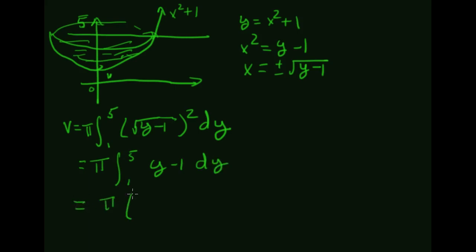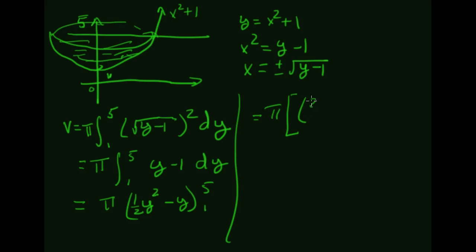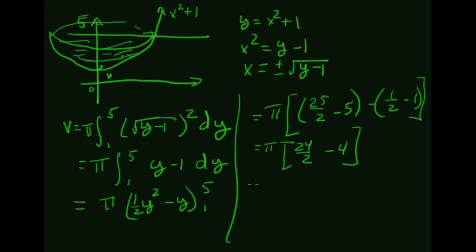So this is going to give me pi times the integral from 1 to 5 of y minus 1 dy, which is pi times 1/2 y squared minus y from 1 to 5, which is pi times, let's see, 25 over 2 minus 5 minus 1/2 minus 1. Alright, so that's pi times 25 over 2 minus 1/2 is 24 over 2. Negative 5 plus 1 is negative 4. So that's, let's see, 12 minus 4, which is 8 pi.